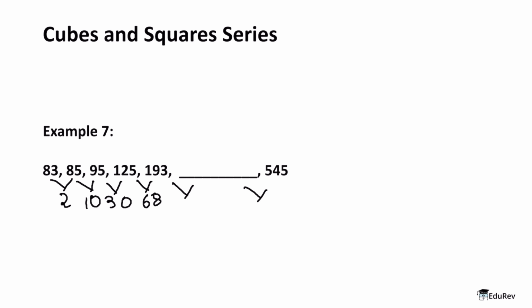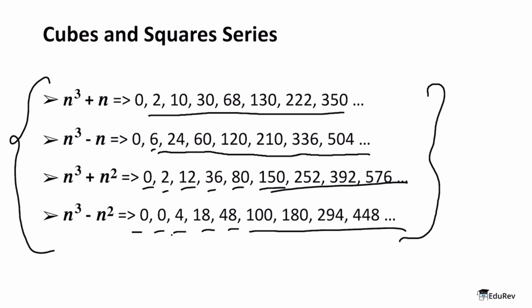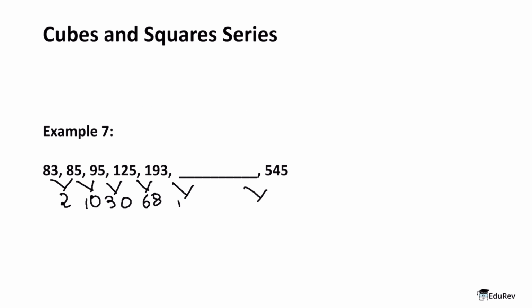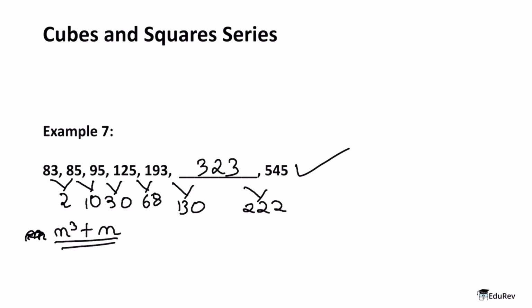But all of you have just learned that the pattern being formed here is n cube plus n, which is the pattern of 2, 10, 30, 68. So the next number would be 130, and after that it would be 222. What series are we forming? n cube plus n. This is the pattern that is being formed here. So the correct answer would be 193 plus 130, which comes to 323. So here the correct answer is 323.